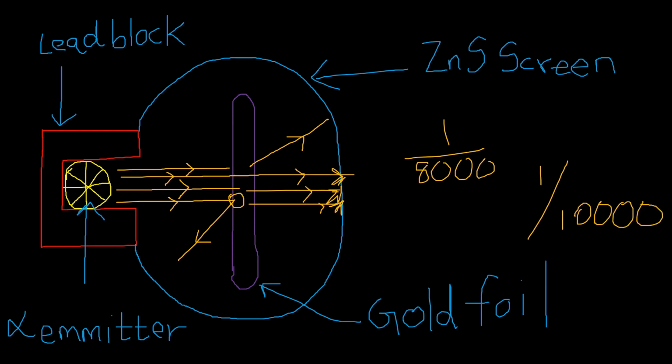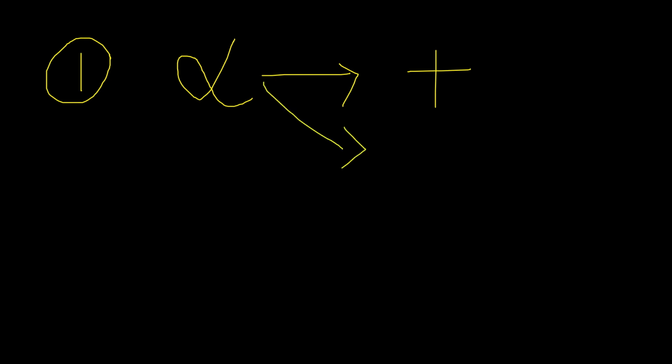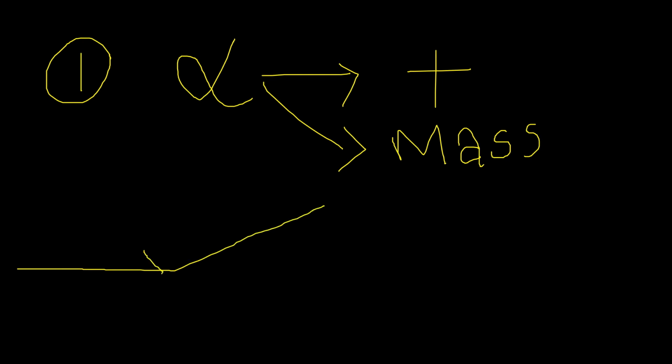So, what does this experiment prove? To understand that, there are 3 simple explanations. For explanation number 1: if you consider an alpha particle, the alpha particle has a positive charge, and it also has a mass. For an alpha particle traveling in a straight line to deflect, there should be a certain obstacle. That obstacle can be a positively charged particle.